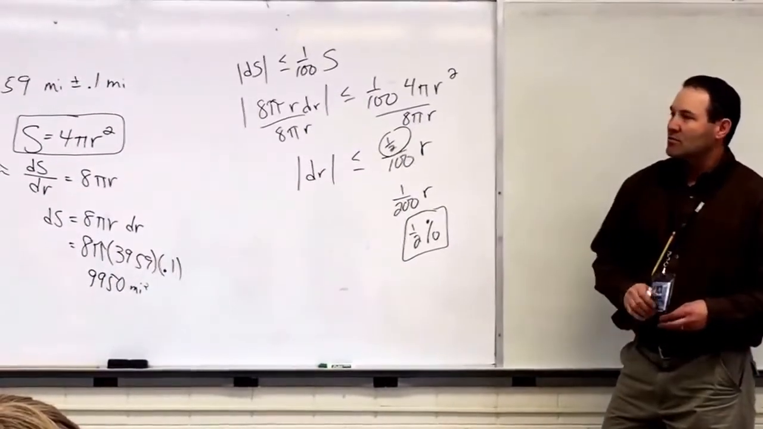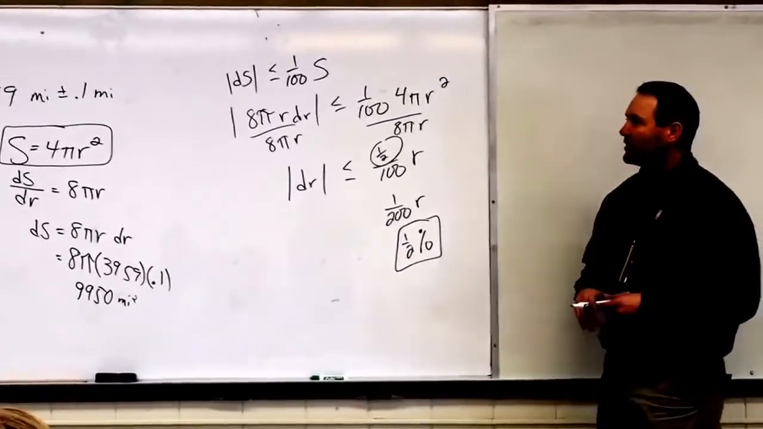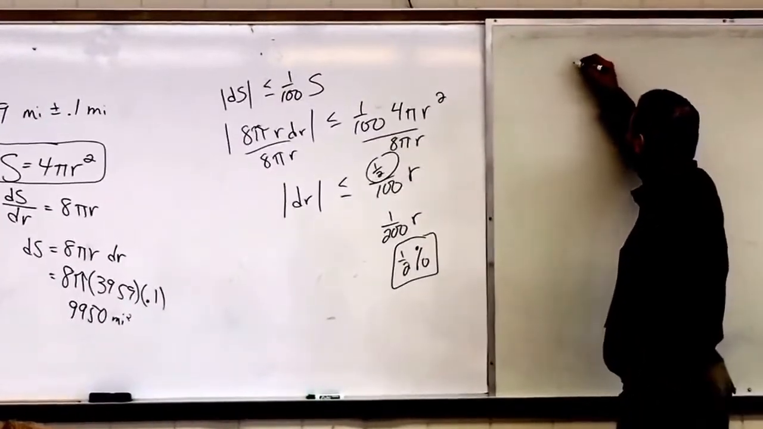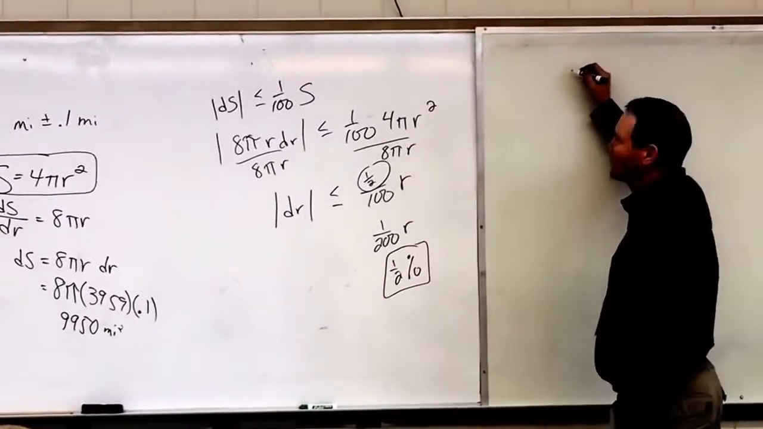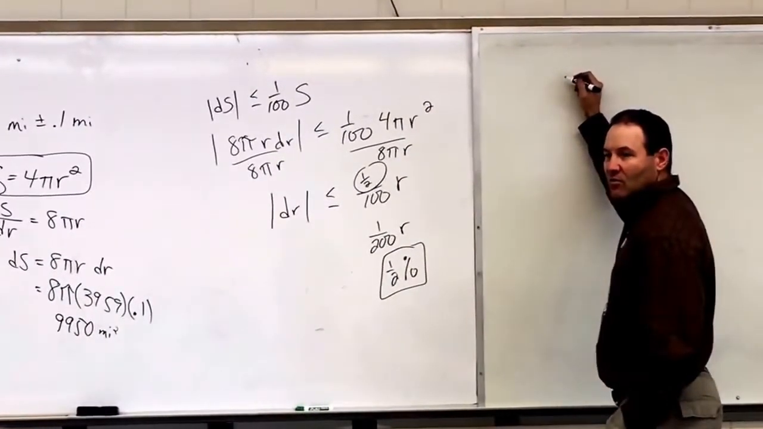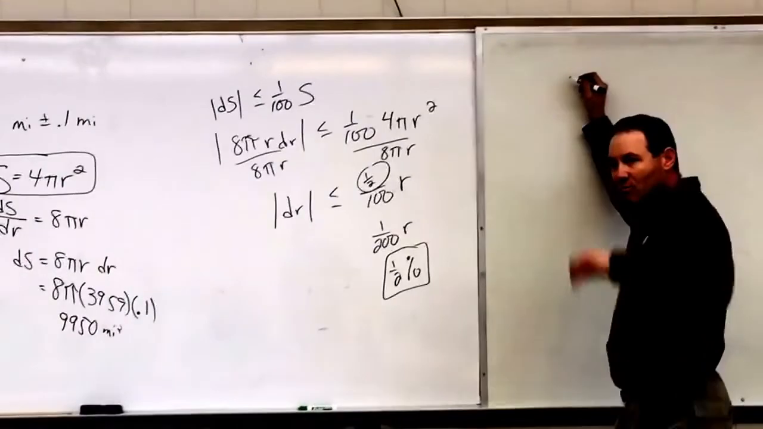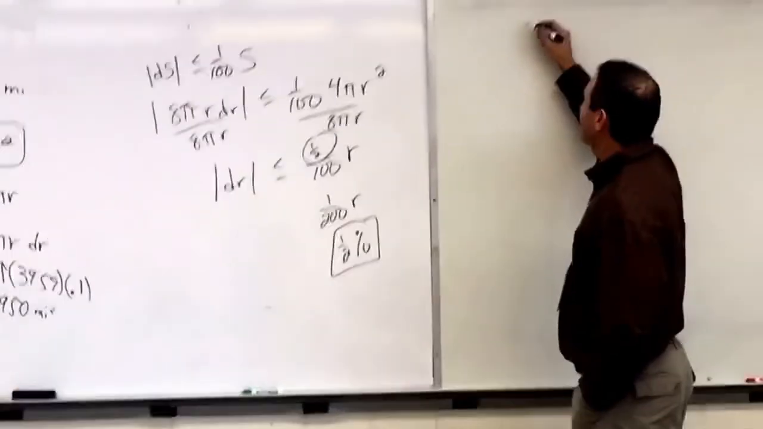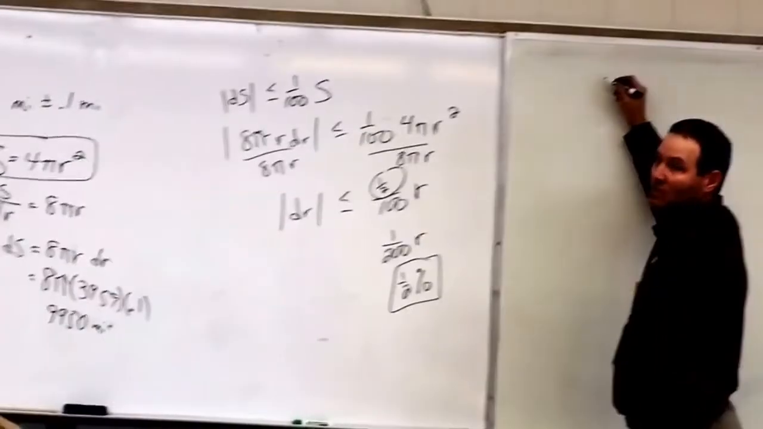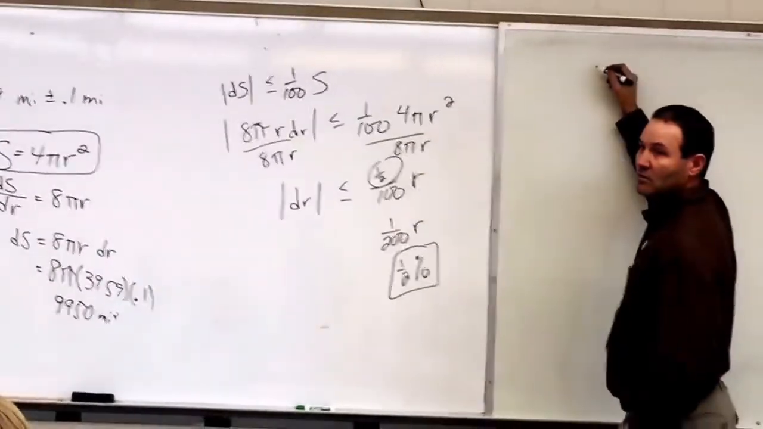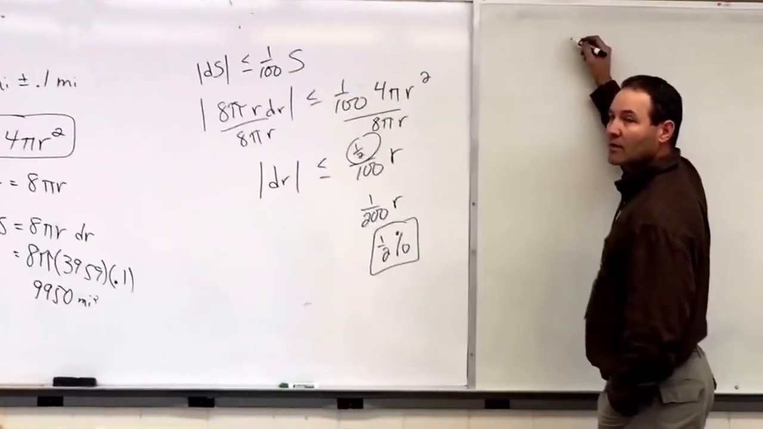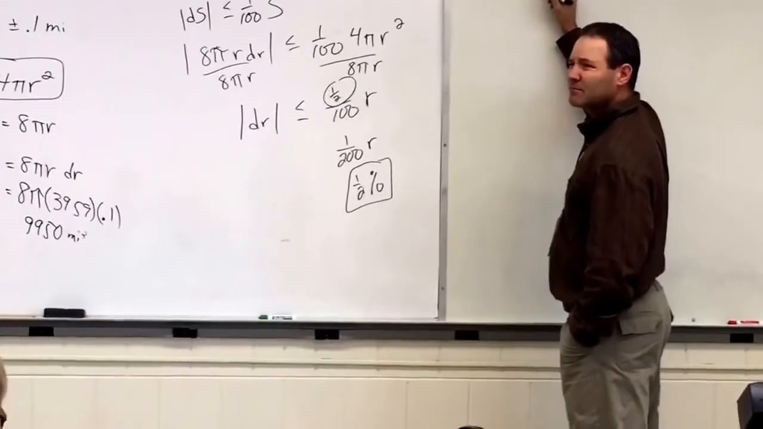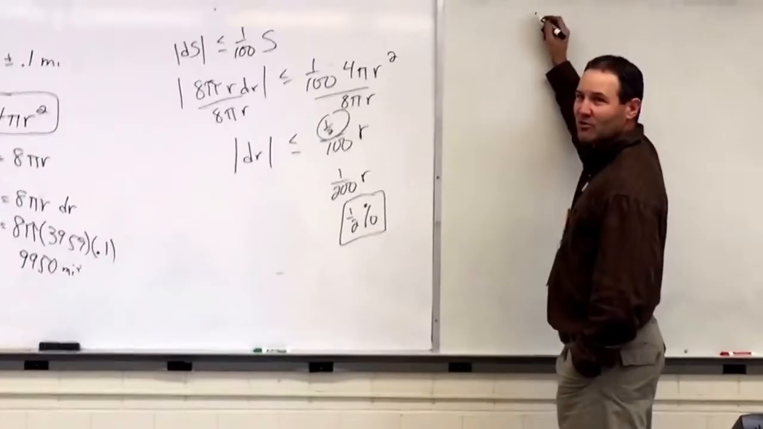Alright, so let's do volume. So do problem 44. What is it asking you? The volume is to be calculated with an error of no more than 1% of the true value of a right circular cylinder. The height and radius of a right circular cylinder are equal, so the cylinder's volume is V equals pi r squared height. Alright, I'm not going to do that one.